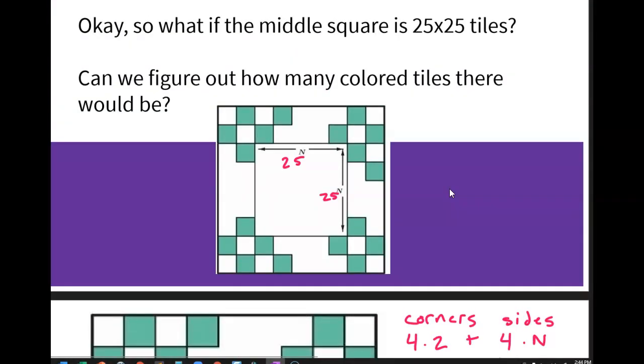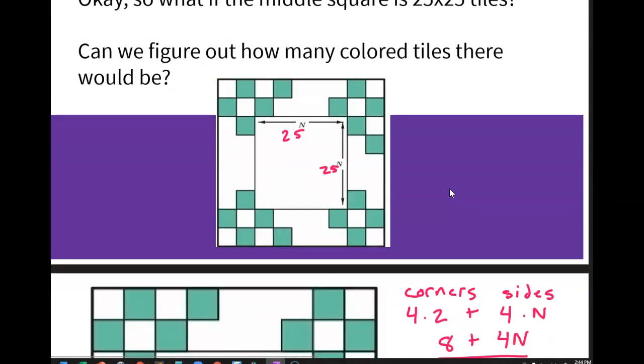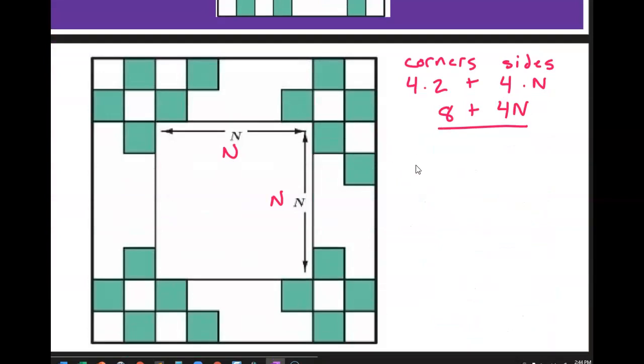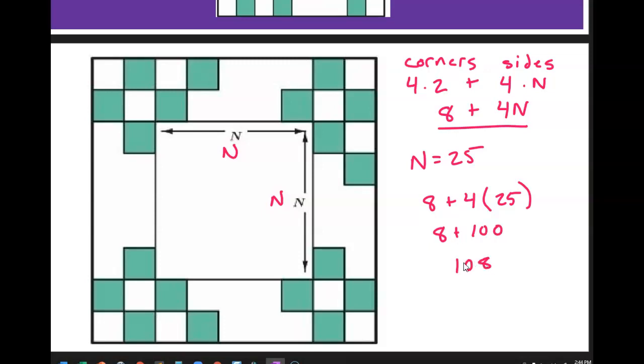So our question was, what if the middle square is 25 by 25? So we can put 25 into that expression and see what it simplifies to. 8 plus 4 times 25. 4 times 25 is going to be 100, so 8 plus 100. We know that it would have 108 tiles, and we don't have to draw it all out. Isn't that cool?